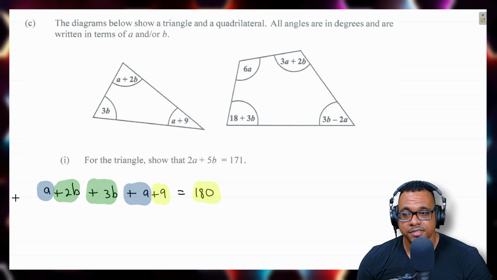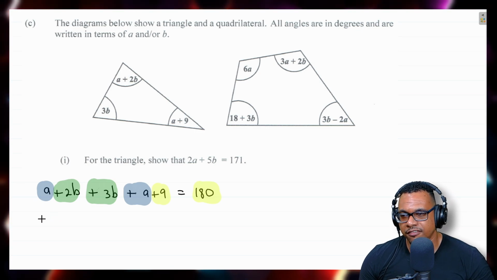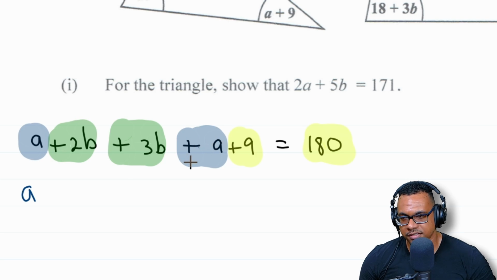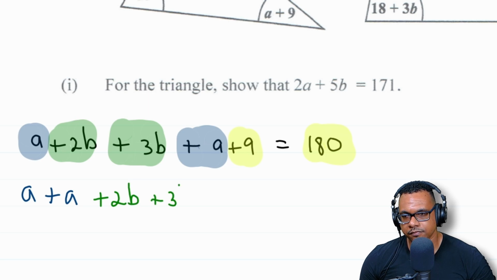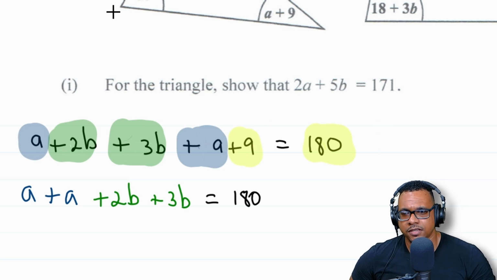So writing the like terms together, remember the sign in front of the number is part of the number. So we have positive a with positive a, then we have positive 2b with positive 3b. And now what I'll do is put the equal sign here, put the 180. And I'll transfer this positive 9 across the equal sign and it will turn to negative 9. So I'll have negative 9 here.